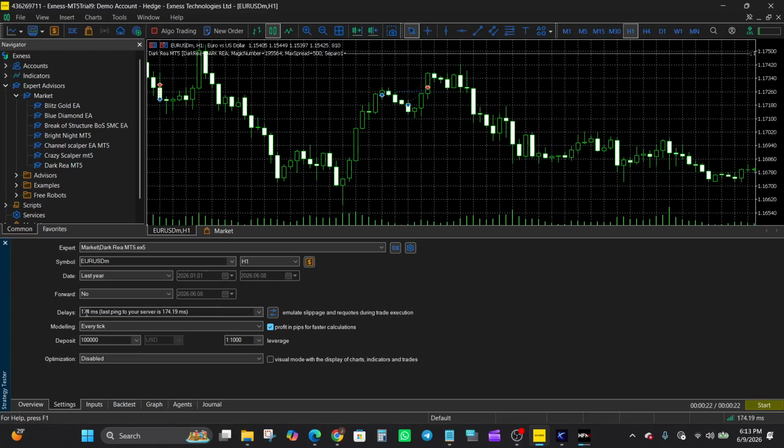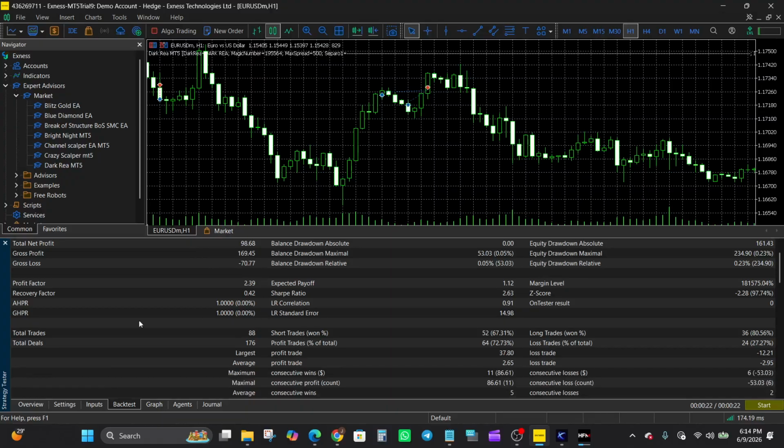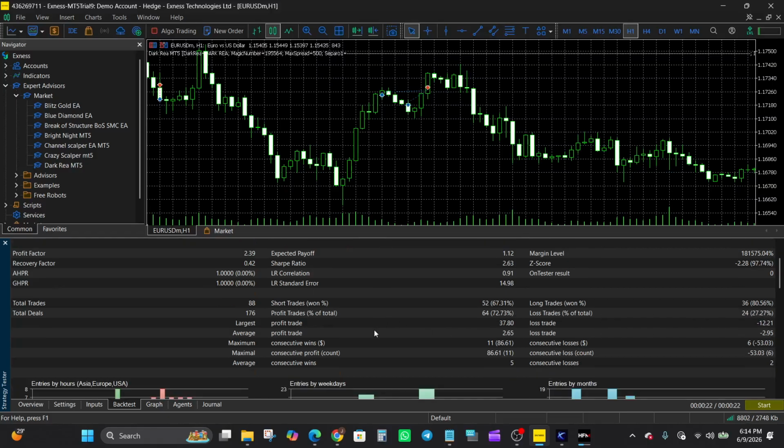As for the delays, I just used the last ping to the server, and I'm using the every tick modeling, of course. So looking at the results from an initial deposit of $100,000, the total net profit was $98.68. Total trades taken were 88, short trades were 52, with a 67.31% win rate. Long trades were 36 with an 80.56% win rate. The largest profit was 37.8, largest loss 12.21.